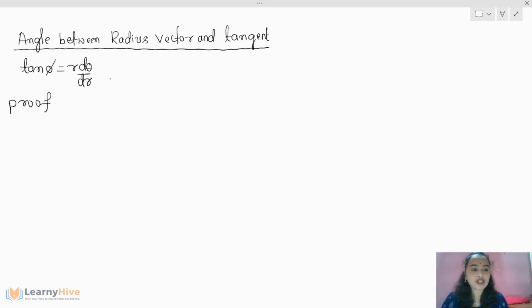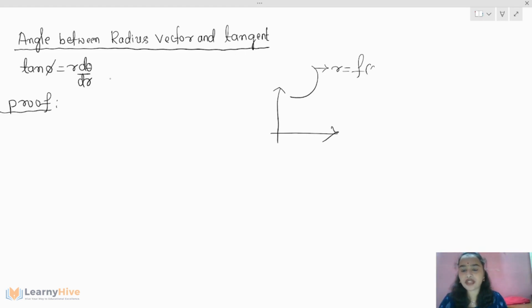So the diagram of this particular case that we consider is that on the xy plane, let us consider a random curve, that is the polar curve. Let this be the polar curve, r is equal to f of theta. Now for this curve, we need to find the angle between its radius vector as well as the tangent. Let me choose some random point P of r comma theta, because this is the polar curve that we are considering. So the coordinates will also be r and theta.